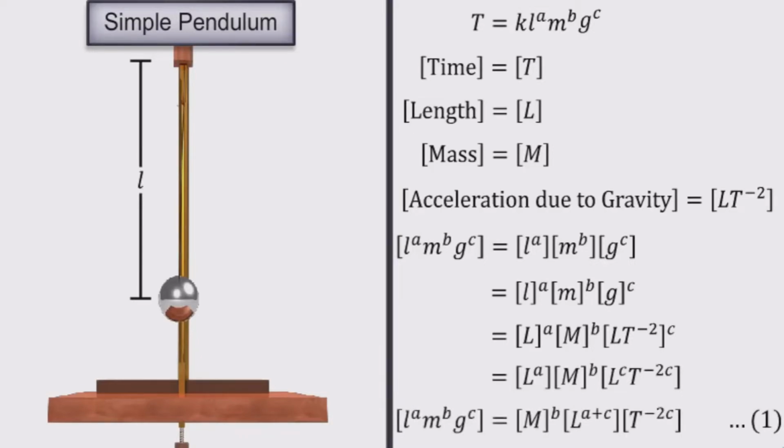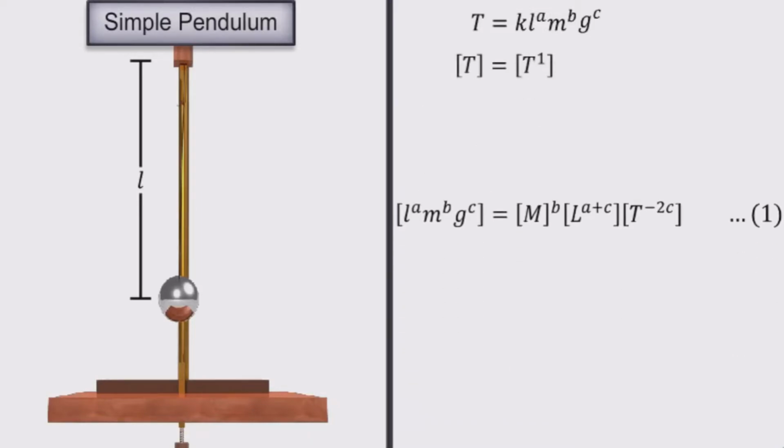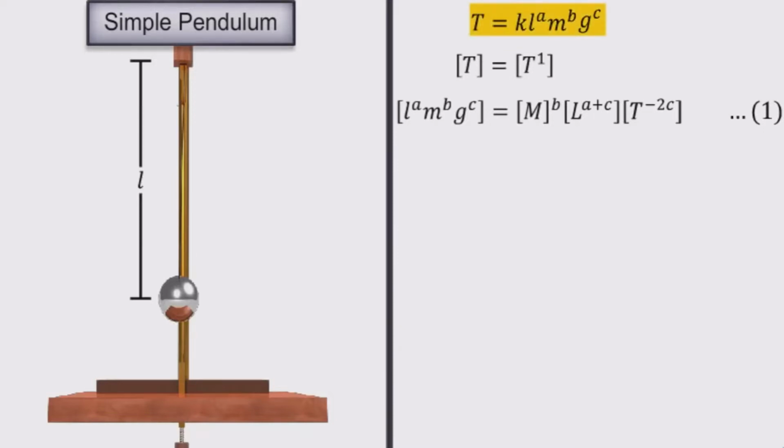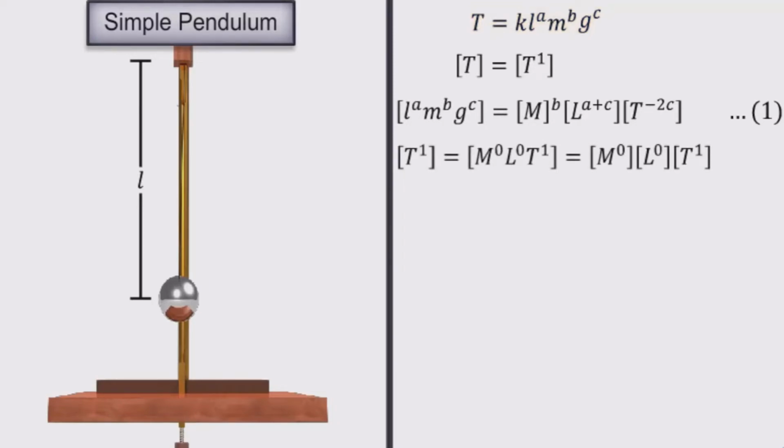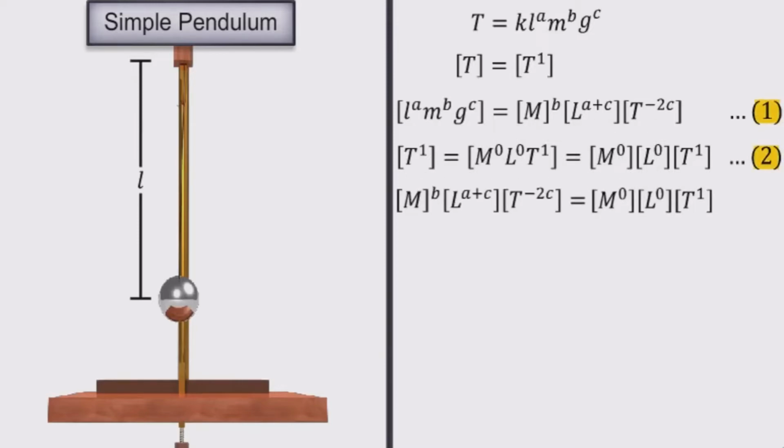The dimensional formula of the quantity on the left side of the equation is as shown. As we do not have the term for M and L on the left-hand side of the equation, we take their powers to be 0 as shown. Let this be equation 2. Equating equations 1 and 2, we compare the powers of the base quantities on both sides of the equation. Thus, we get B equal to 0, A plus C equal to 0 and minus 2C equal to 1. On simplification, we get the values of B equal to 0, C equal to minus half and A equal to plus half.